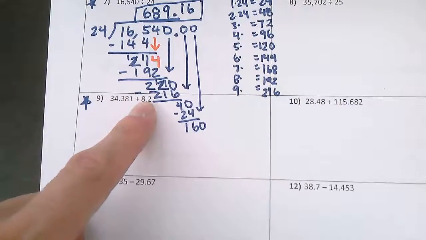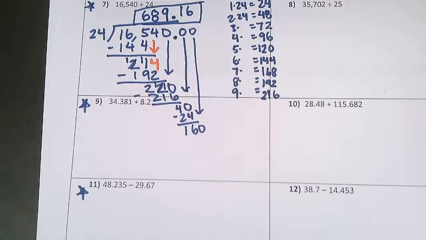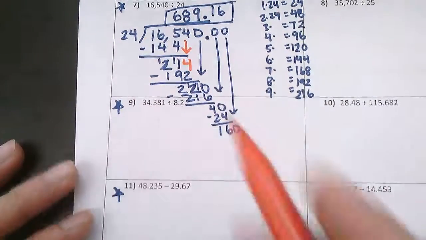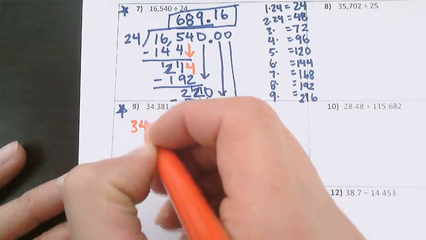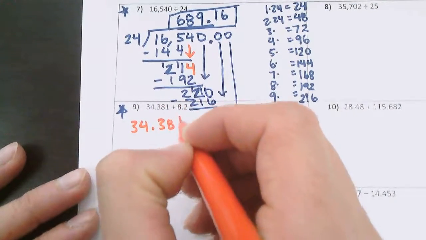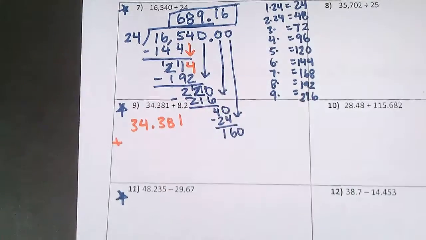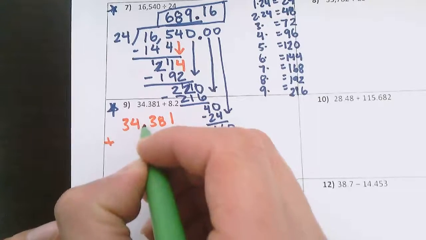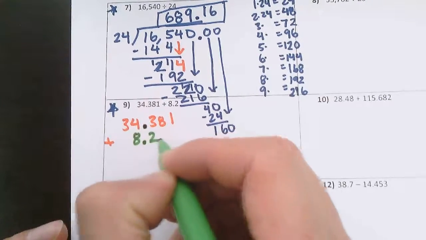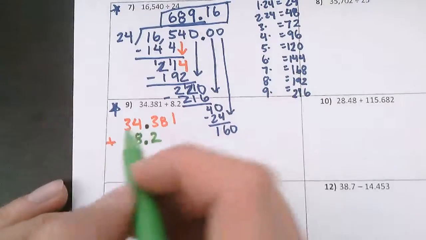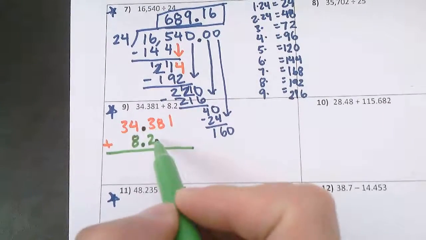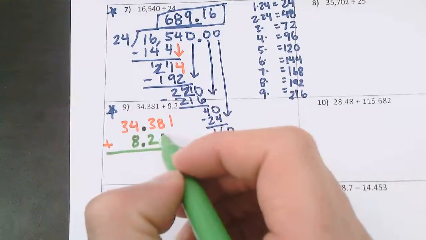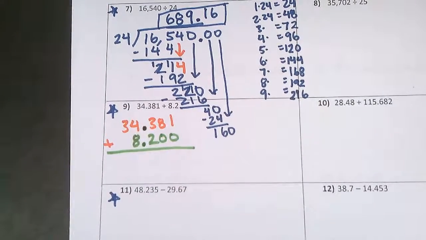34.381 plus 8.2. When we're adding decimals, always line up the decimal. So I have 34.381 plus the next number, 8.2, and I make sure I line up the decimals. So I have 8.2 here. And before I add, any zeros that you add after the last number, after a decimal, doesn't change the number, so I can just add zeros in here.